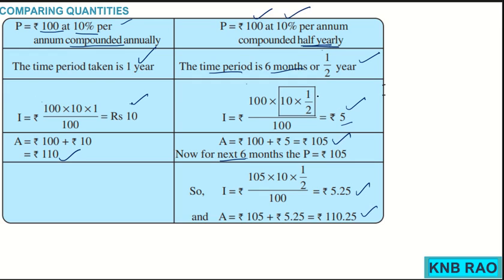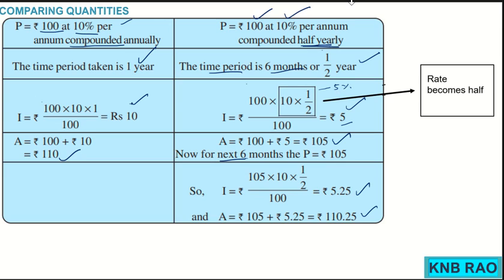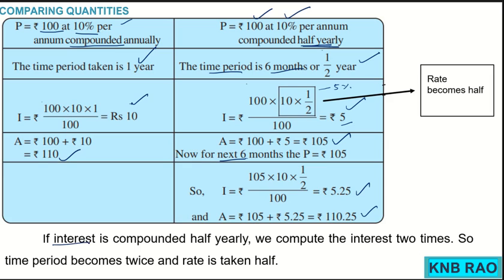Now try to observe what the rate of interest is here. Here the rate of interest is getting halved, isn't it? For half yearly, the 10% per annum rate of interest is getting into 5%, it is getting halved, isn't it? Here the rate becomes half for half yearly. So, if the interest is compounded half yearly, we compute the interest 2 times. So, the time period becomes twice and the rate is taken half.